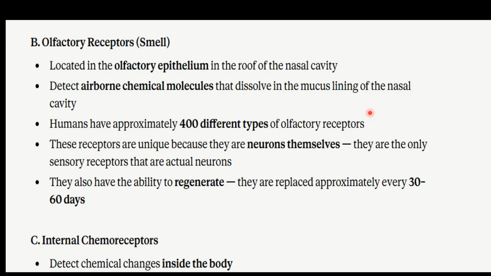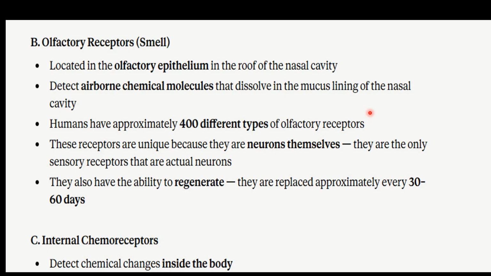The second thing is olfactory receptors, that is smell receptors. The first one is the taste receptor, the second one is the smell receptor. Olfactory receptors are located in the olfactory epithelium in the roof of the nasal cavity, from where they detect airborne chemical molecules that dissolve in the mucous lining of the nasal cavity. Humans have approximately 400 types of olfactory receptors. These receptors are unique because they are neurons themselves, so they are the only sensory receptors that are actually neurons.